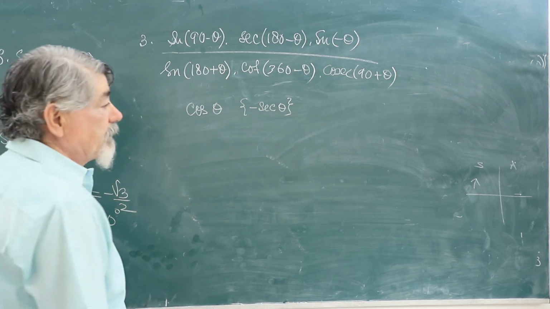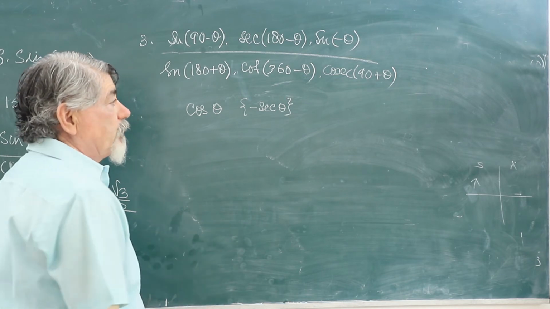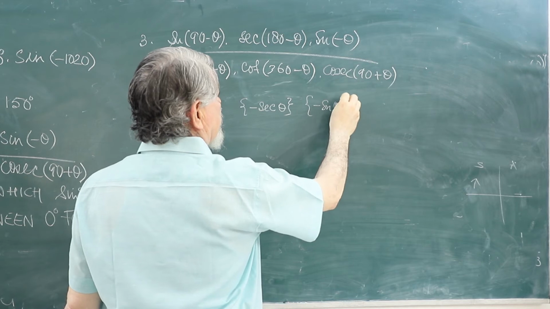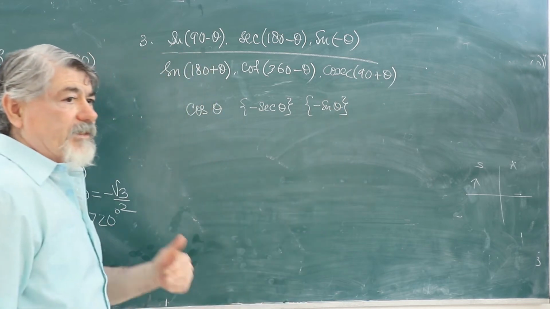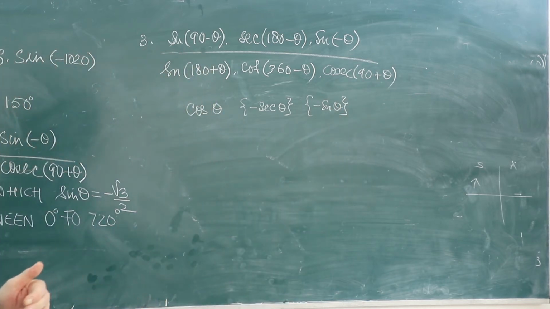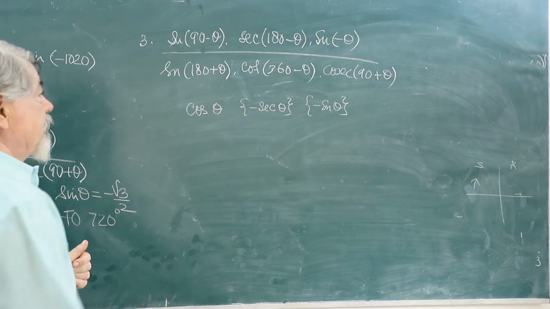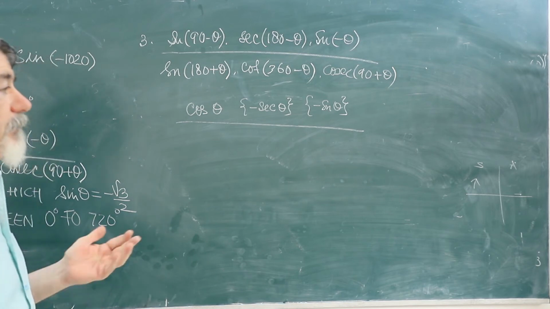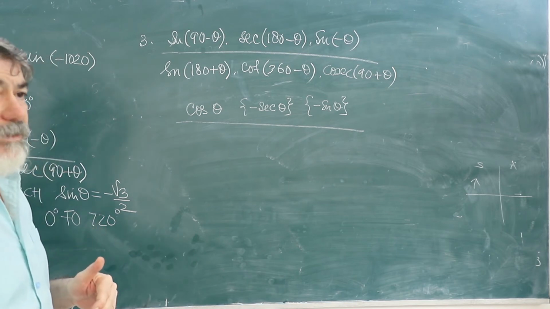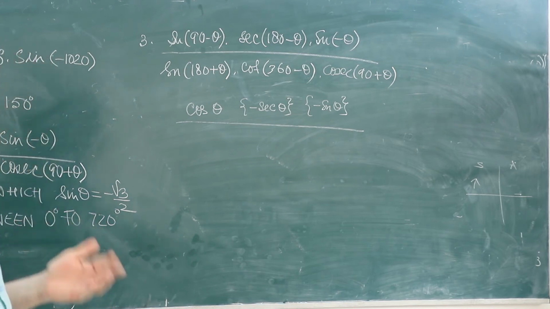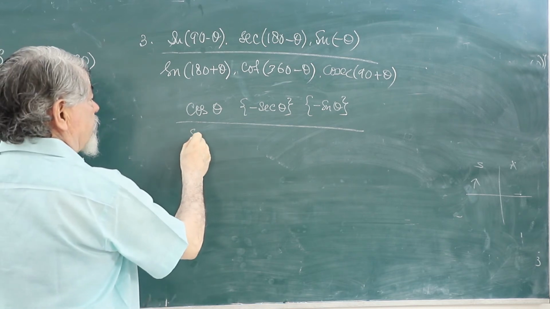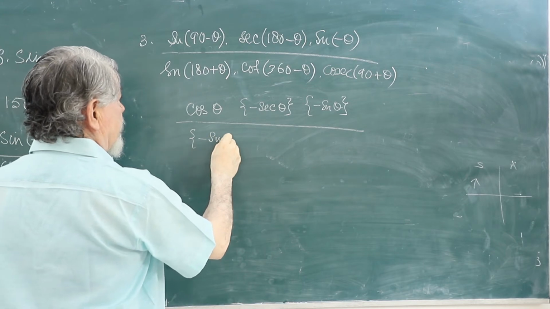Then sine minus theta is in the fourth quadrant. It will become minus sine theta only, because there cos minus theta will be cos theta and sec minus theta will be sec theta. Then sine 180 plus theta means it will come into the third quadrant. In the third quadrant only tan and cot are positive. The rest are negative. So it will become minus sine theta.